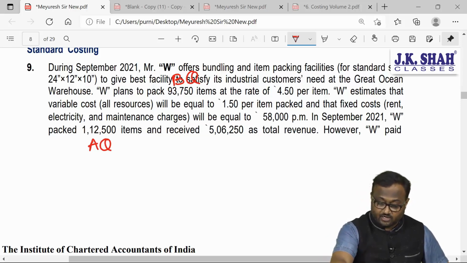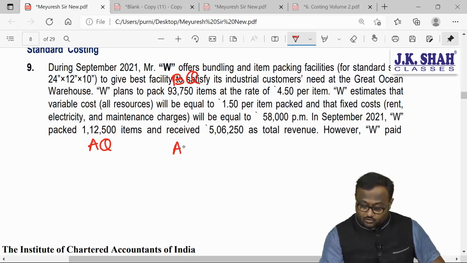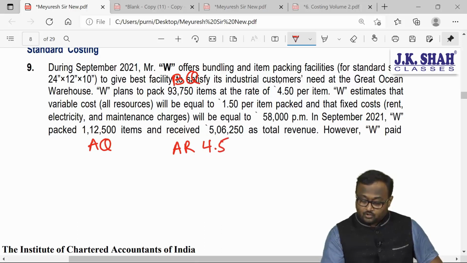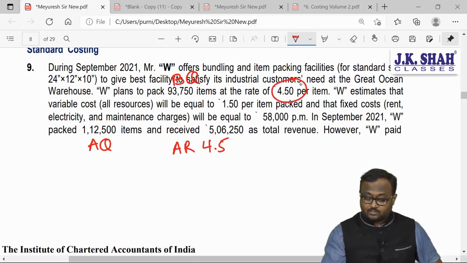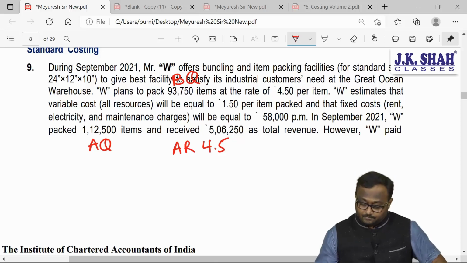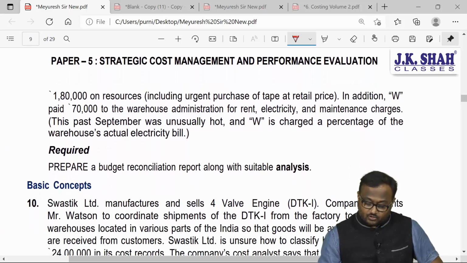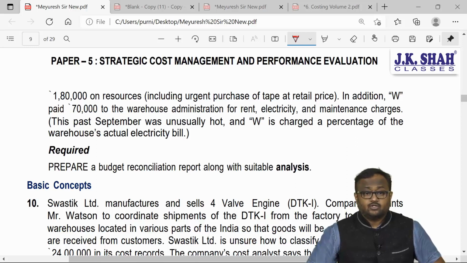5,06,250 we have received against 112,500. That means actual rate must be 4.5. So I was supposed to render services at the rate of 4.5. I have done that. However, W paid 1,80,000 on resources, including urgent purchase on tape at retail price. In addition, W paid 70,000 to the warehouse administration for rent, electricity, maintenance charges.